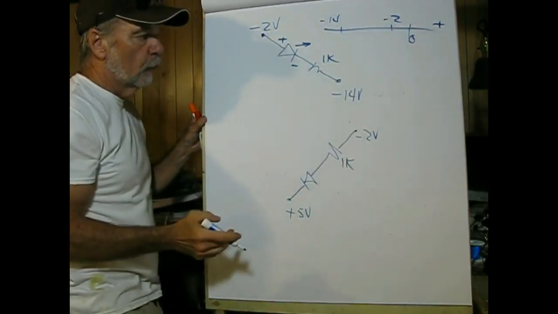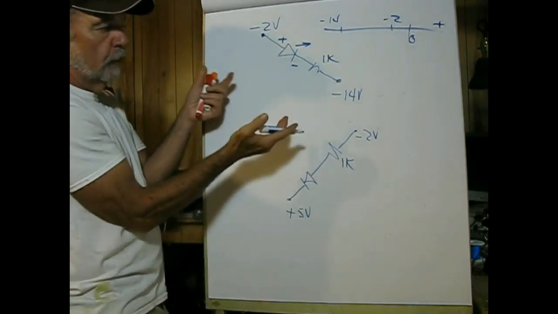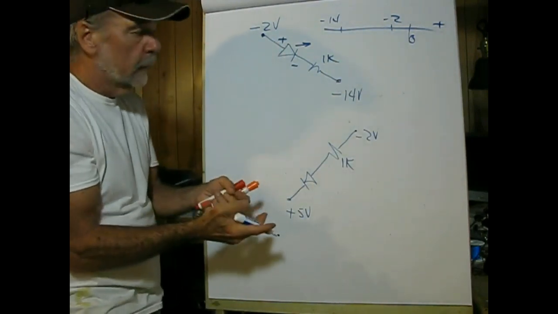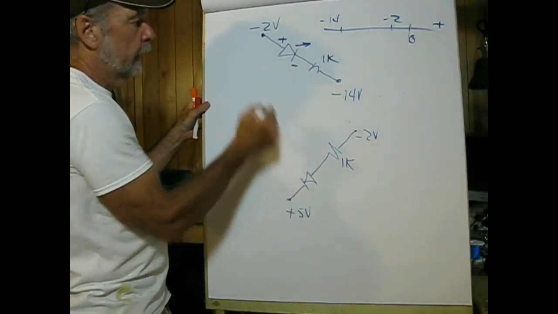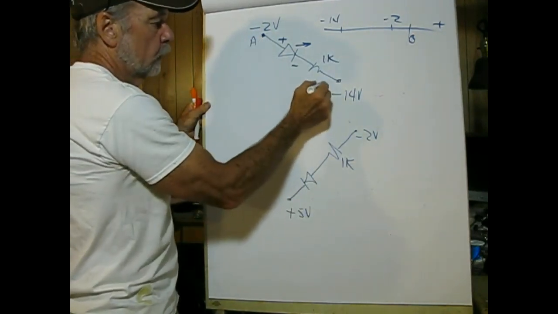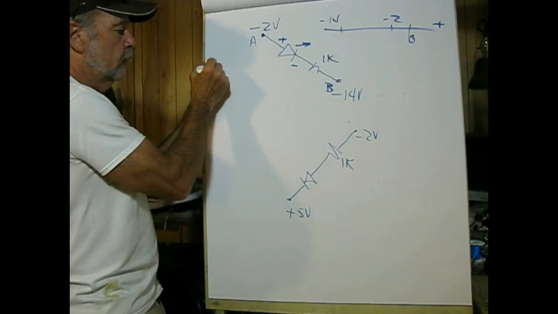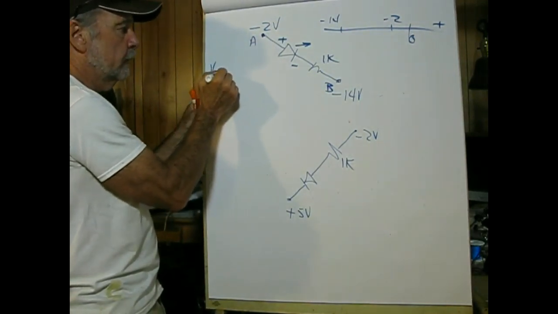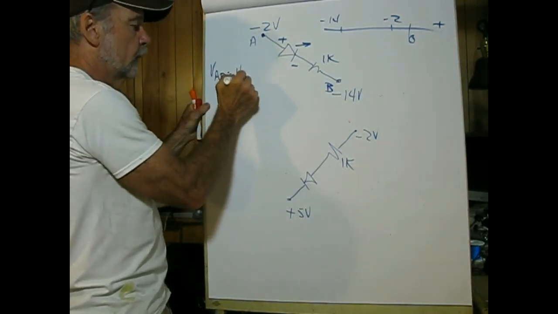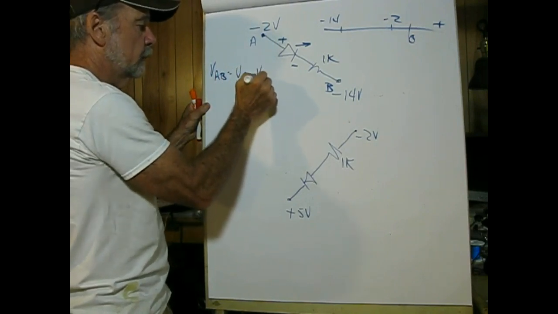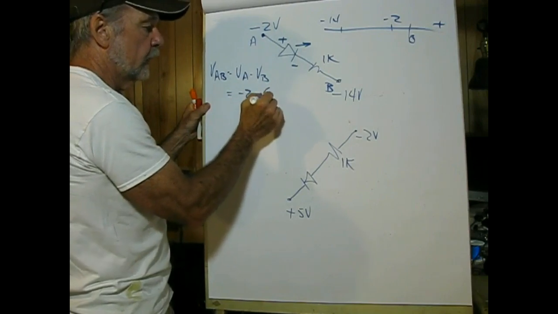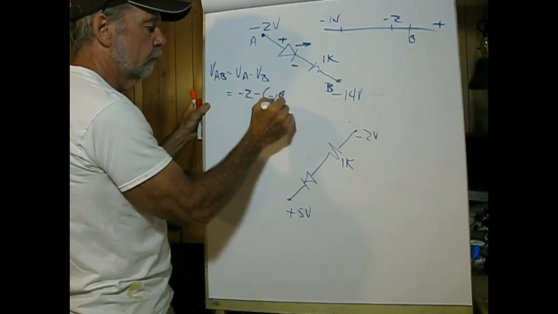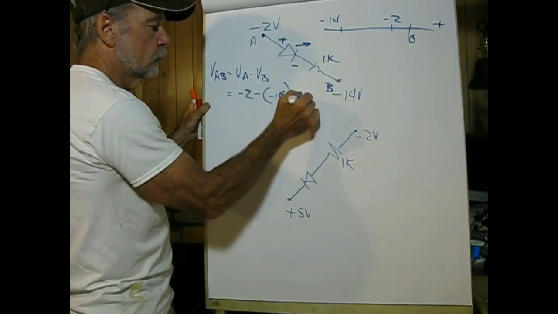Therefore, this would be forward biased, and the way we would find out what the current would be would simply be taking the difference across this. I could call this A, and I could call this B. So I have V A to B equals VA minus VB, and that would be equal to negative 2 minus a negative 14, equals 12 volts.